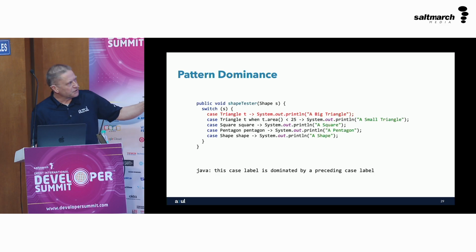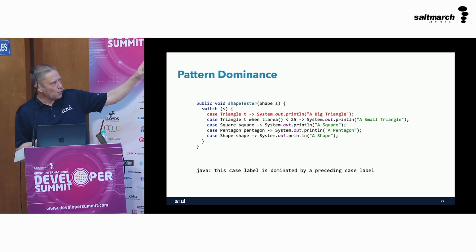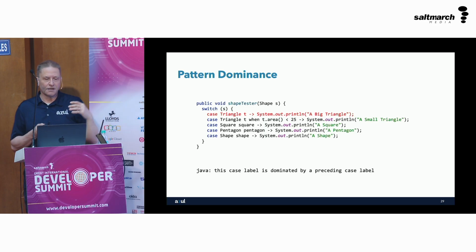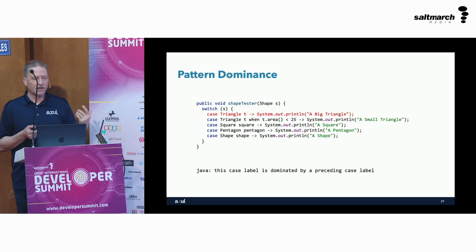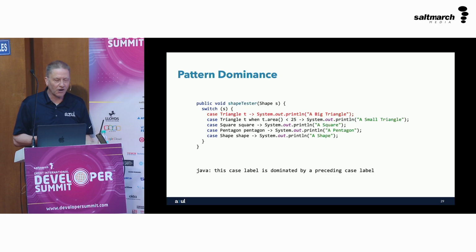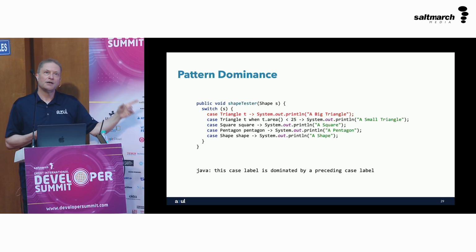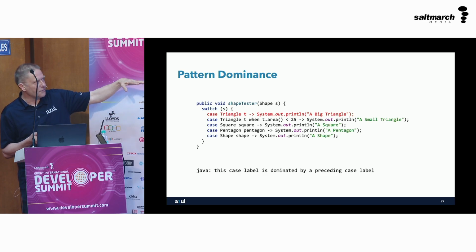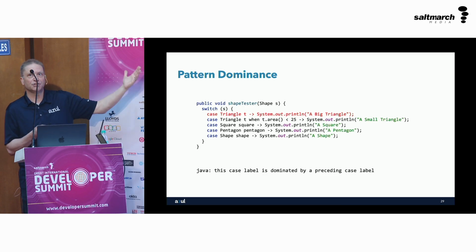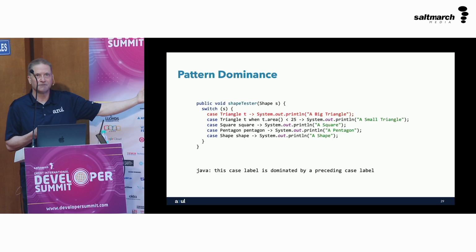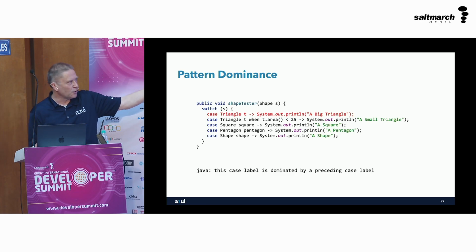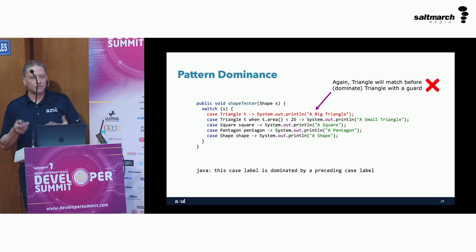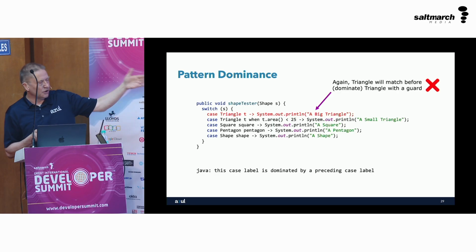Right, in this case, we also need to be careful how we do things with a guarded pattern. So we can say case triangle t, print out a big triangle, case triangle t when t.area is less than 25. This will still not work because all triangles will be matched against triangle. We won't have to test the area. So we would always match against triangle, and we would hide the code for the guarded pattern. So again, that will dominate the guarded pattern.